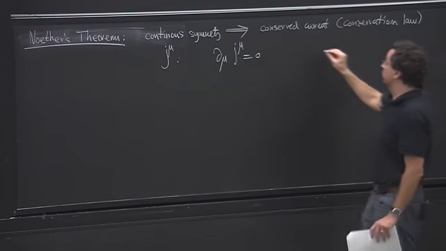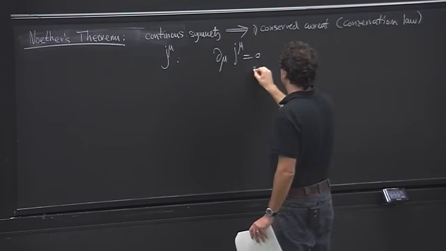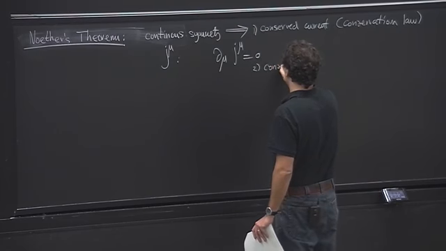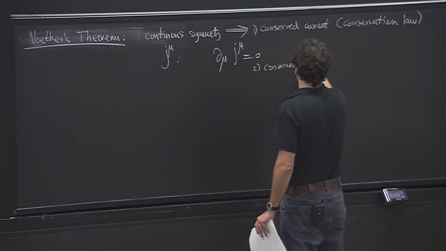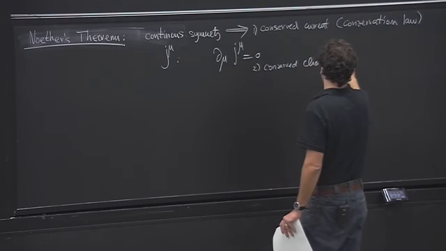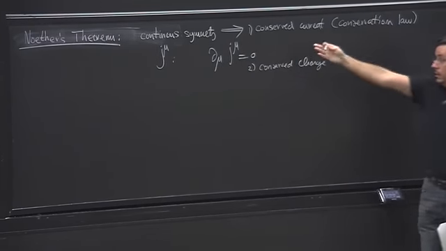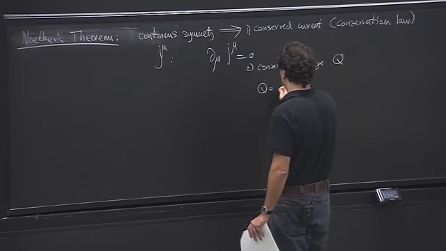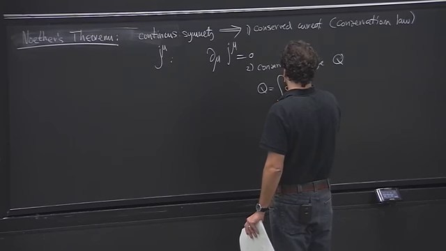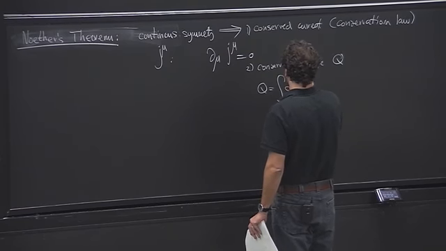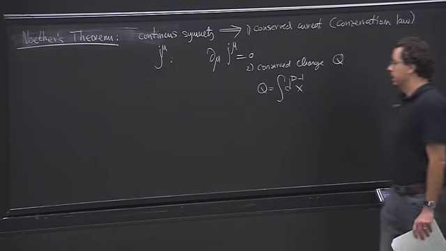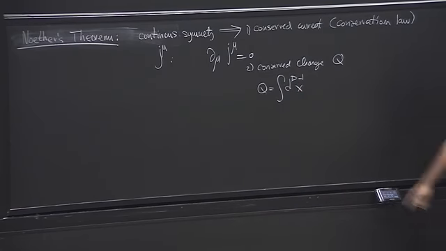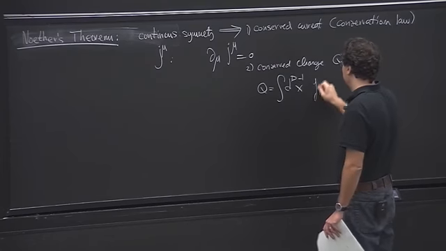Just like there is a conserved current, there is also a conserved charge. We call it Q, corresponding to that continuous symmetry. And that charge is just the spatial integral of the 0th component of the current. Okay?